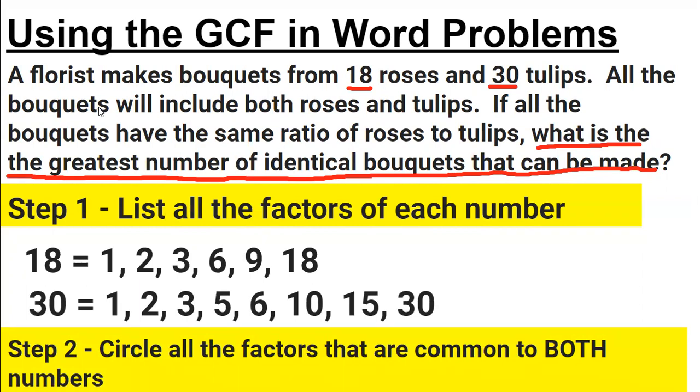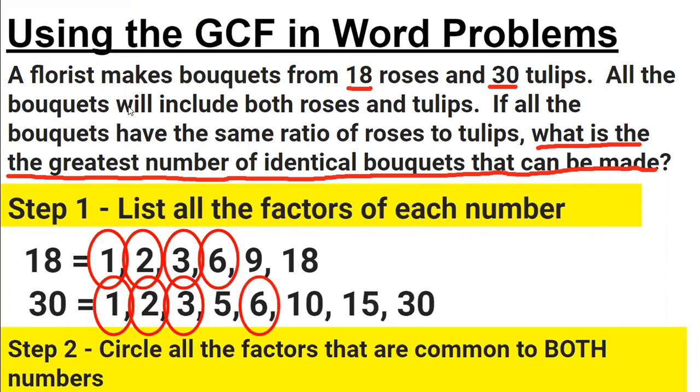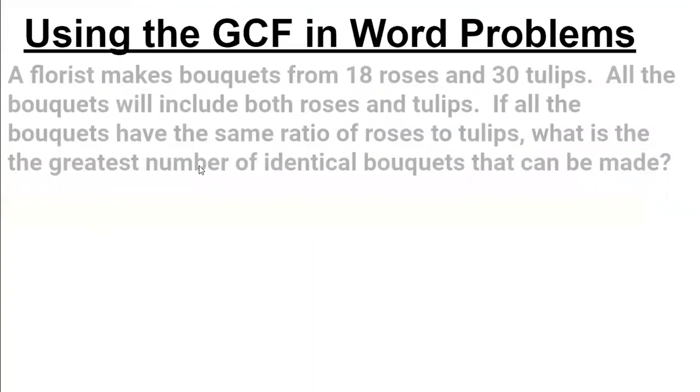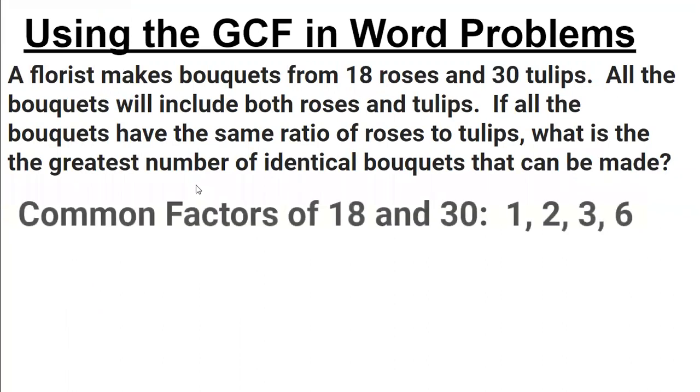Step 2, circle all the factors that are common to both numbers, that are the same in both numbers. So we know that 1 is the same. What else? We know they both have 2s. They both have 3s. They both have 6s. Do they have anything else? No, that's it, right? So the common factors of 18 and 30 are 1, 2, 3, and 6.